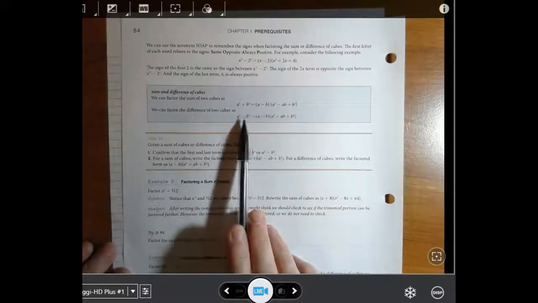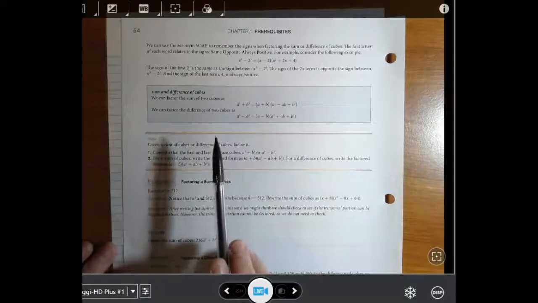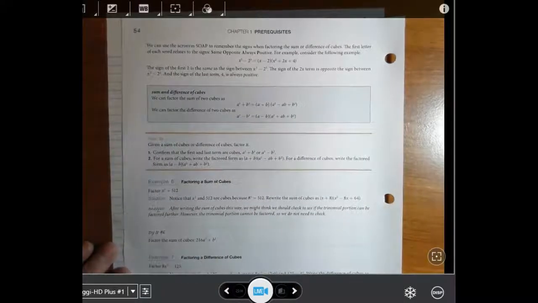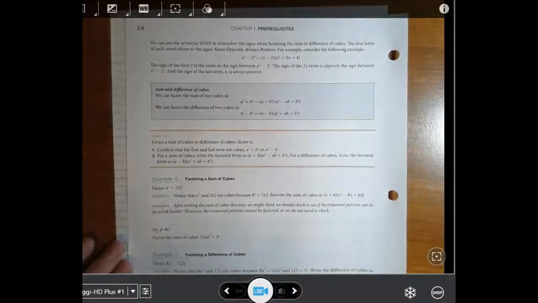So here, if it's a difference, that's a difference. So this is going to be the same. This is the opposite, and that one's always positive. So again, that's just a little acronym to remember. The A and B's are the same. It's just the signs that change in the sum and difference of cubes. All right, so let's get back to our problem.